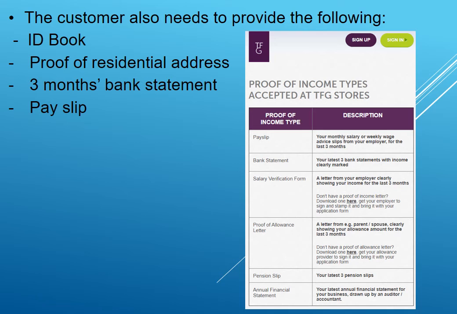On the PowerPoint presentation, you also see that there's something that I got off the internet for the Fushini group. It's quite a big group of stores, and this is what they require with regards to proving your income. There's a couple of things that you as the customer can provide. So it's quite nice to look at that as well.